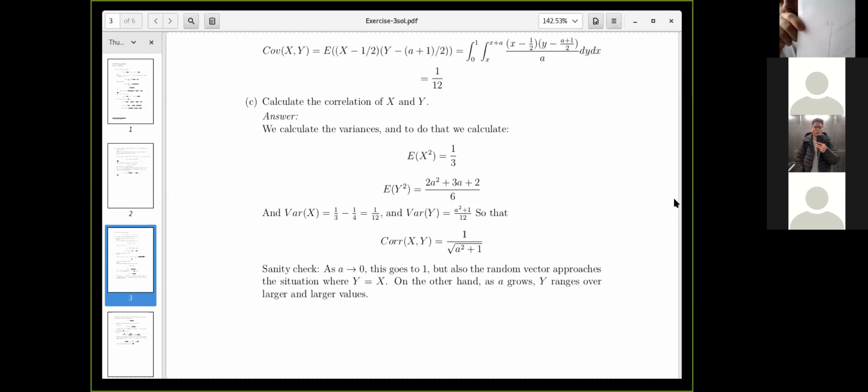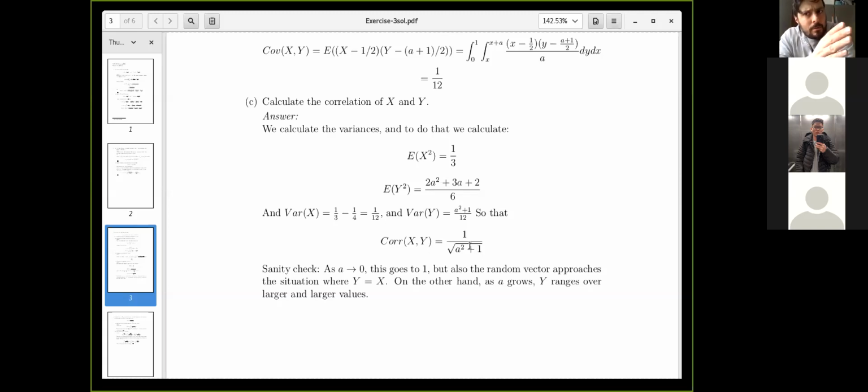Let's look at this picture to get an intuition. What does this mean? If A is very small, then this region is very narrow, right? At the extreme, if A is almost 0, then all the values of X and Y fall on this line. But if A is all but 0, this correlation is going to be pretty much equal to 1.